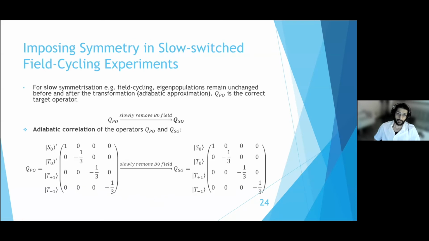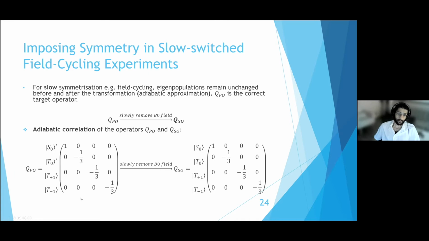And there's another type of experiment which doesn't apply strong and rapid spin locking. Instead, it's imposing symmetry by slowly cycling the field. This is the B0 field to 0. So in this, to a lot of approximations, let's say you have a perfectly adiabatic process where you remove your B0 field, and since your chemical shift difference is proportional to that, that goes away. Then your eigenpopulations should remain unchanged before and after the transformation.